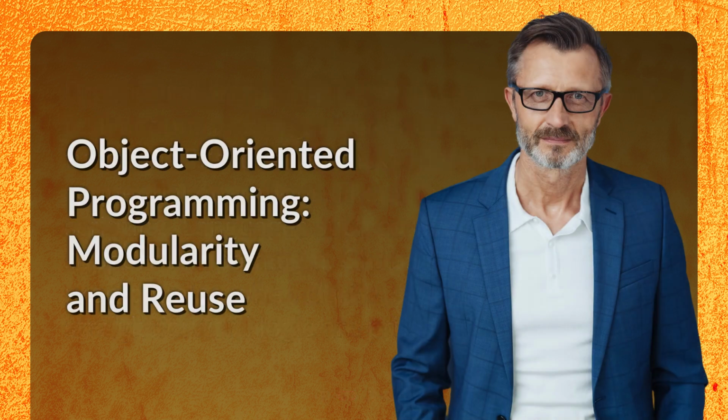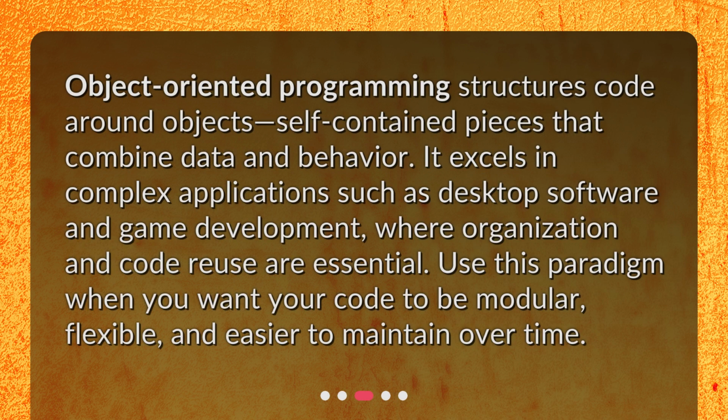Object-oriented programming, modularity and reuse. Object-oriented programming structures code around objects, self-contained pieces that combine data and behavior. It excels in complex applications such as desktop software and game development, where organization and code reuse are essential. Use this paradigm when you want your code to be modular, flexible, and easier to maintain over time.